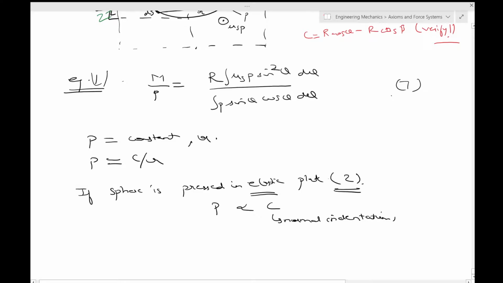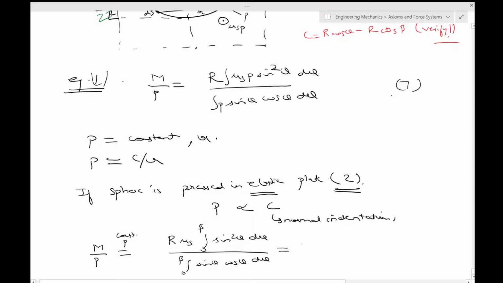Then just substitute it over there, and M by P, for constant P, should come out to be R mu s integral 0 to beta sine squared theta d theta by integral 0 to beta sine theta cos theta d theta, which is mu s by R times (2 beta minus sine 2 beta) by (1 minus cos 2 beta).